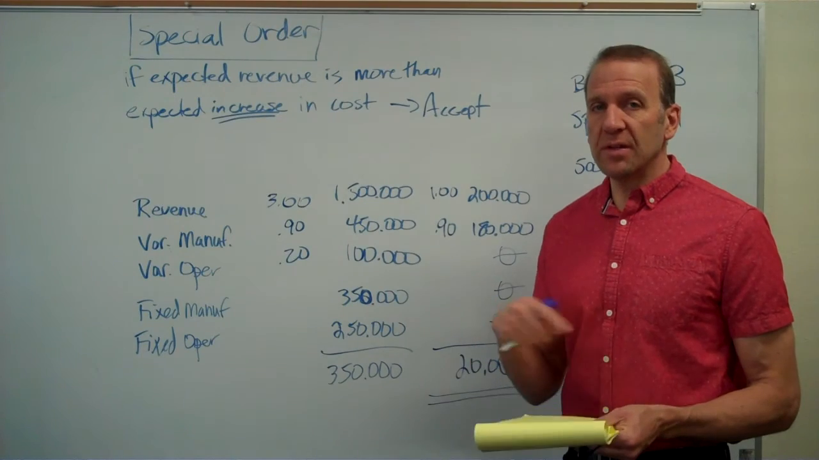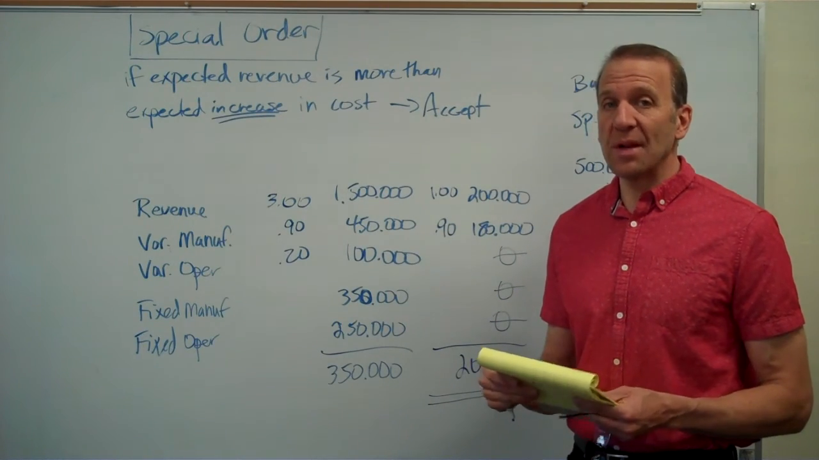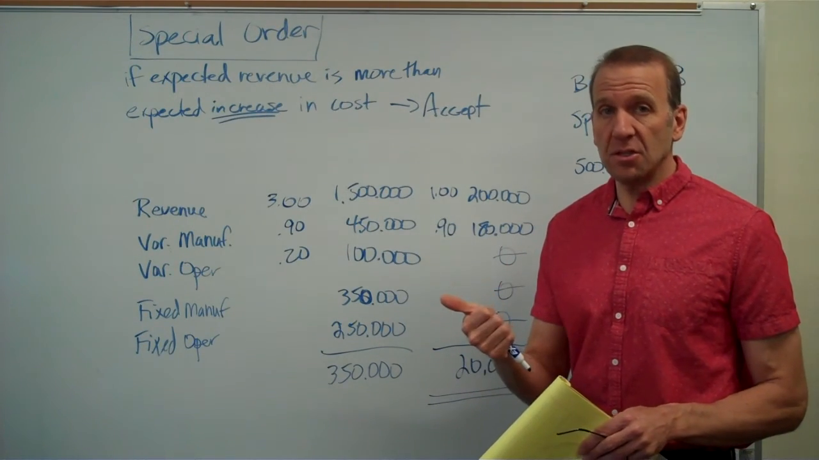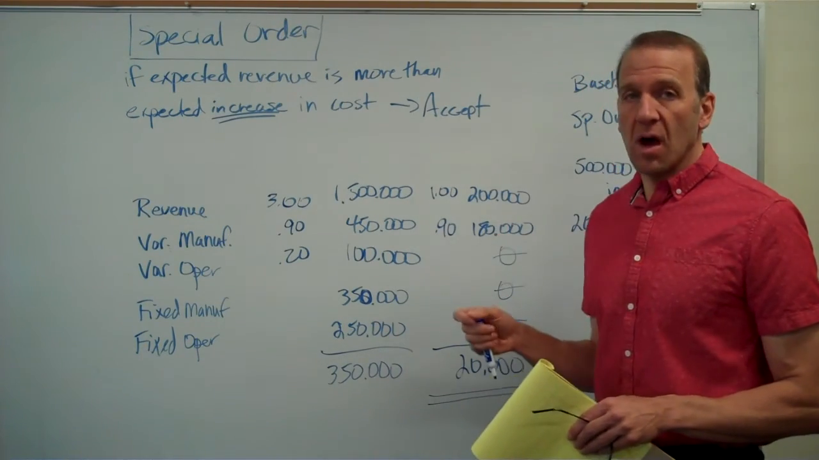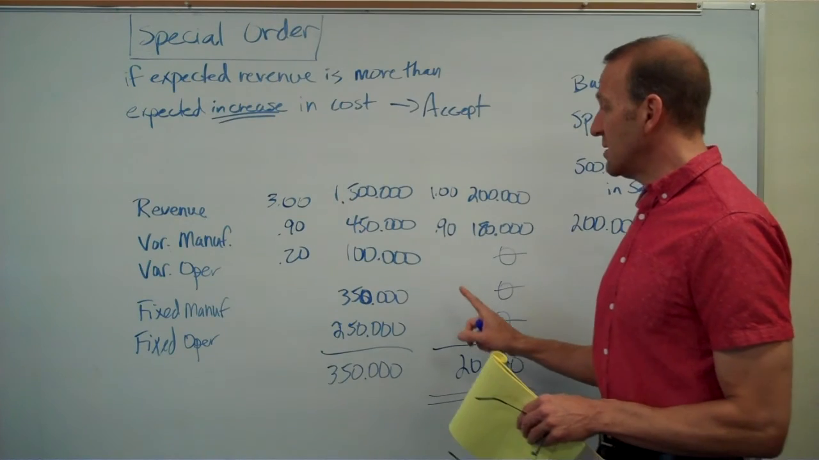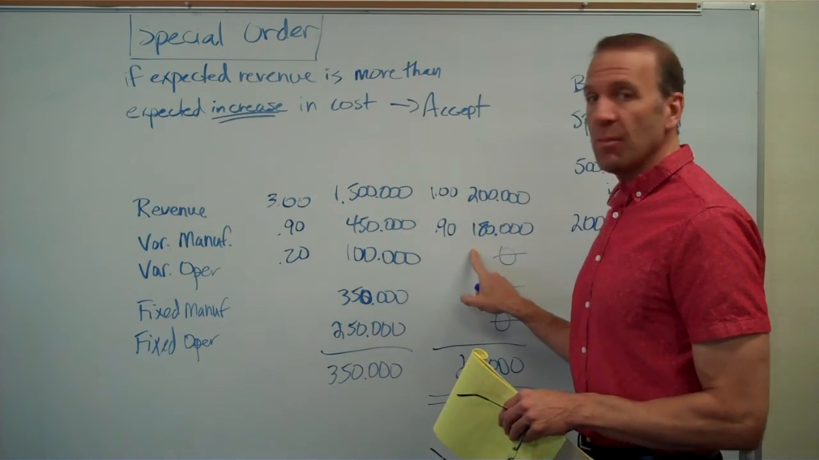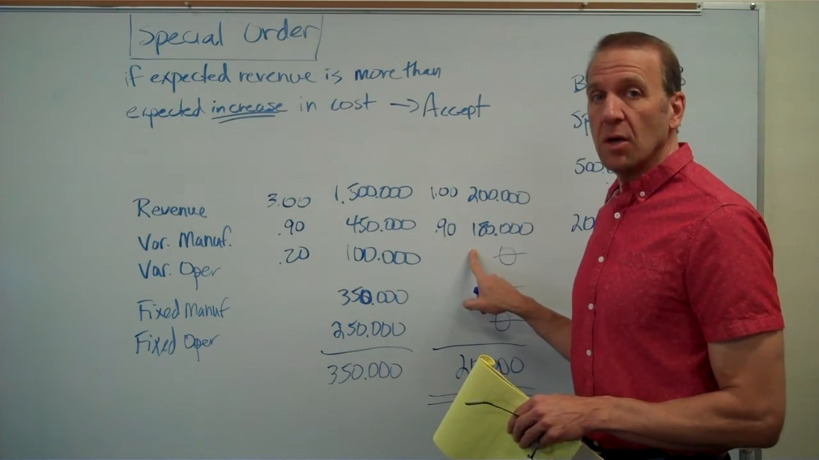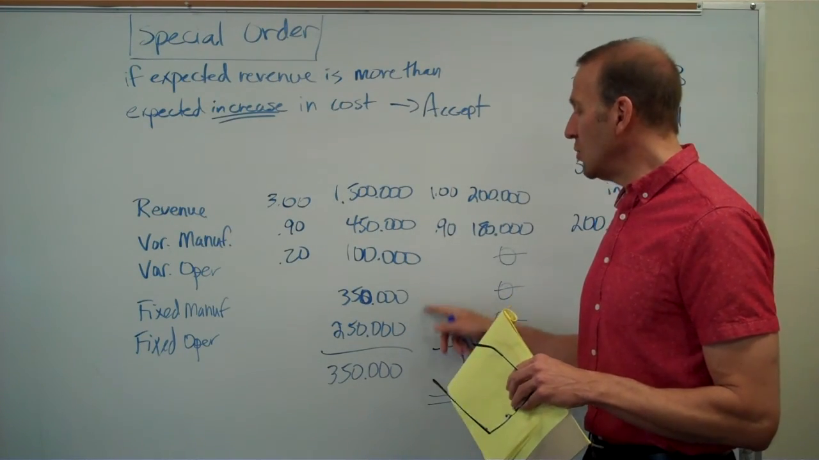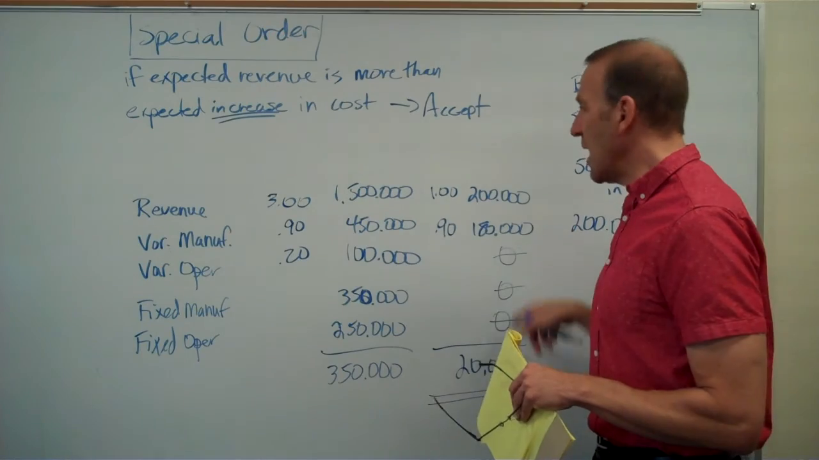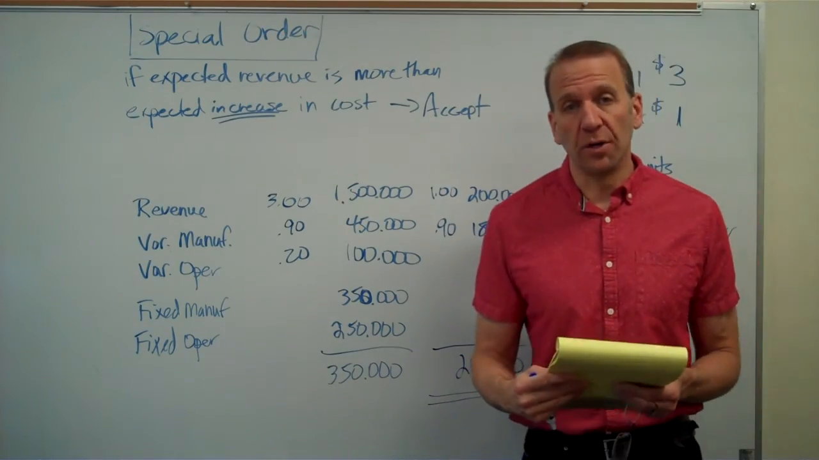You might want to review this video a few times because you want to make sure you understand the capacity issue, okay? And then you want to take a look at the relevant costs. The only relevant cost in my situation was the variable manufacturing cost because those change whether we accept it or we don't accept it. These others don't change, so if they don't change, we're not going to factor them in the special order. All right?